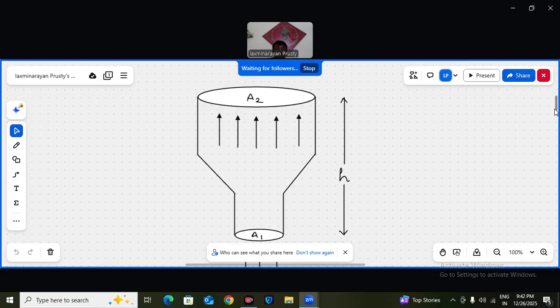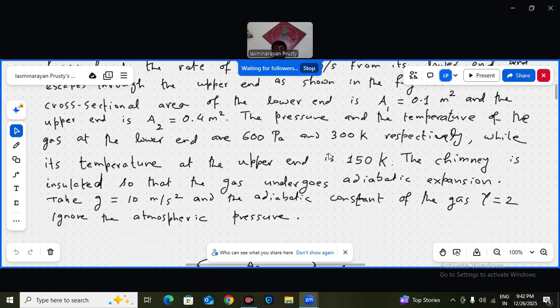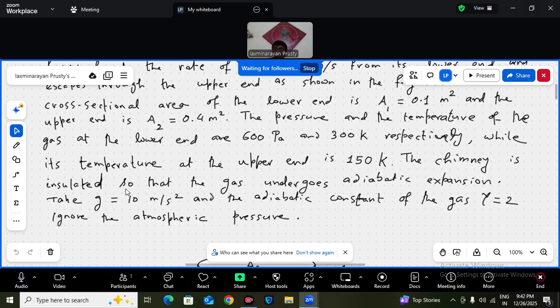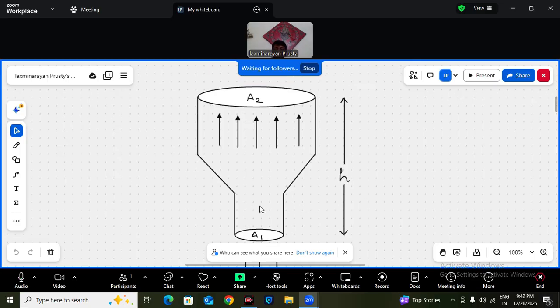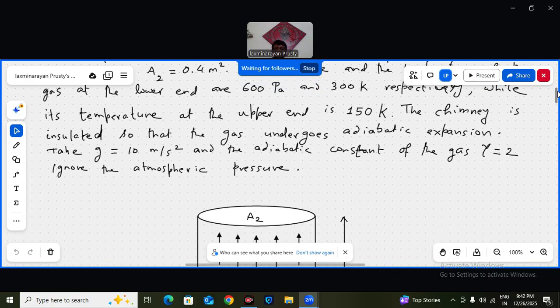The chimney is thermally insulated, so that the gas undergoes an adiabatic expansion inside the chimney. You can see this is a small volume to a bigger volume, so expansion is taking place. And the adiabatic constant of the gas is gamma, which is equal to 2.